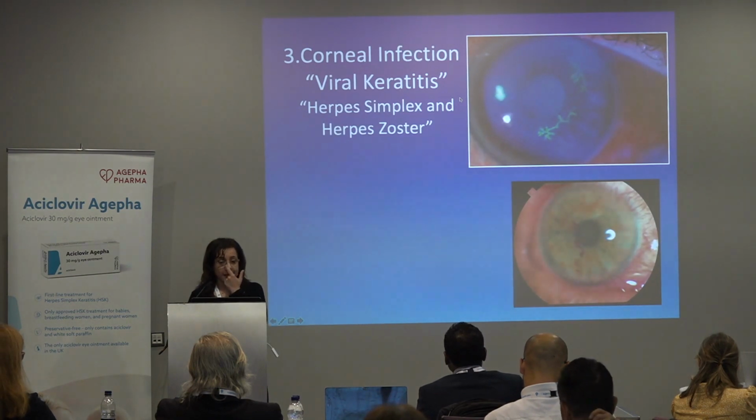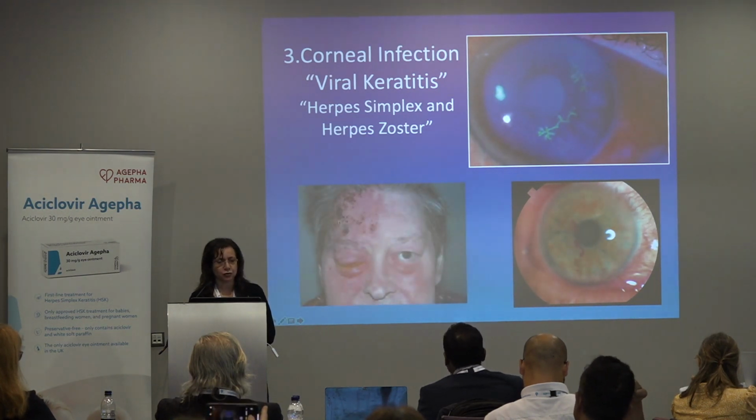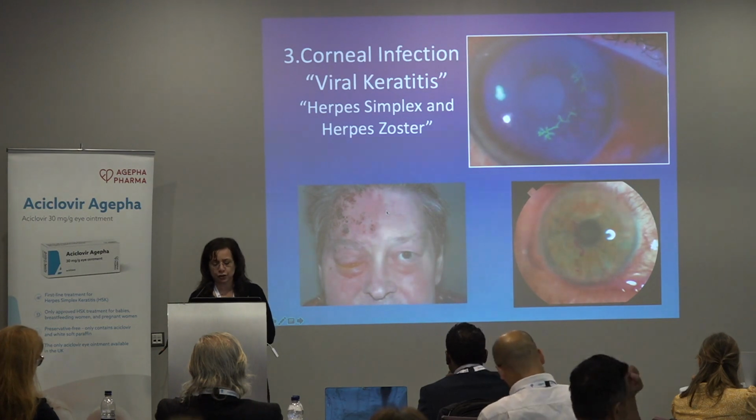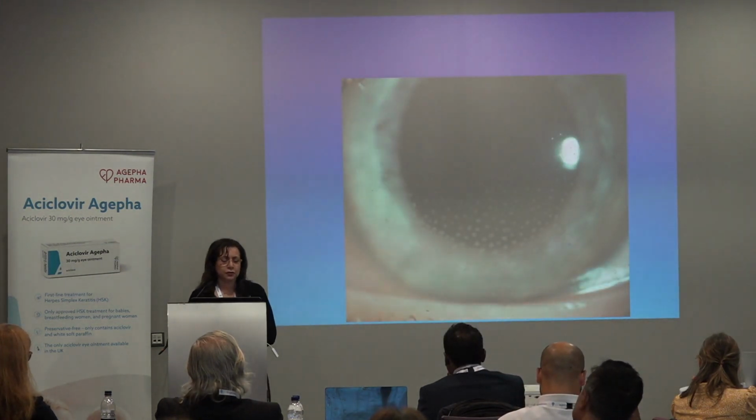Viral conjunctivitis can be caused by herpes simplex or herpes zoster, and they have these dendritic patterns. So a patient presents with a zoster shingles like this one and complains from the eye, don't forget to put some fluorescein and check the cornea. Now, the other cause of ciliary congestion is iritis.